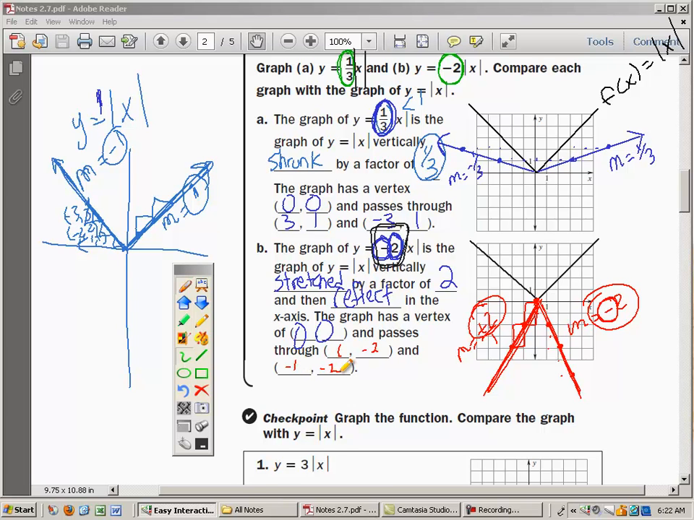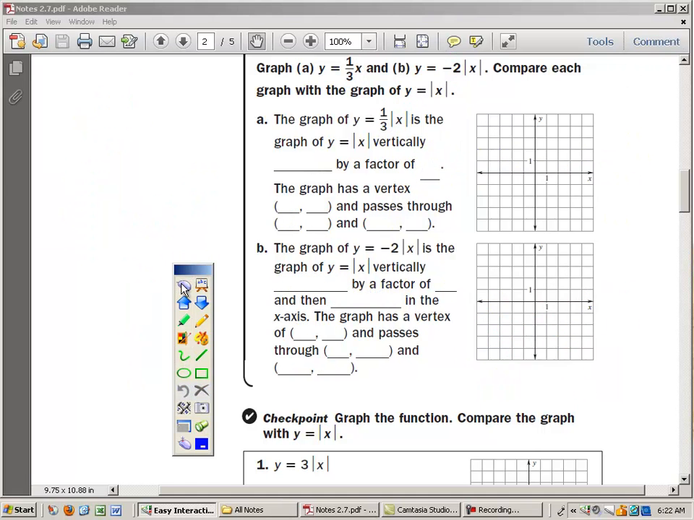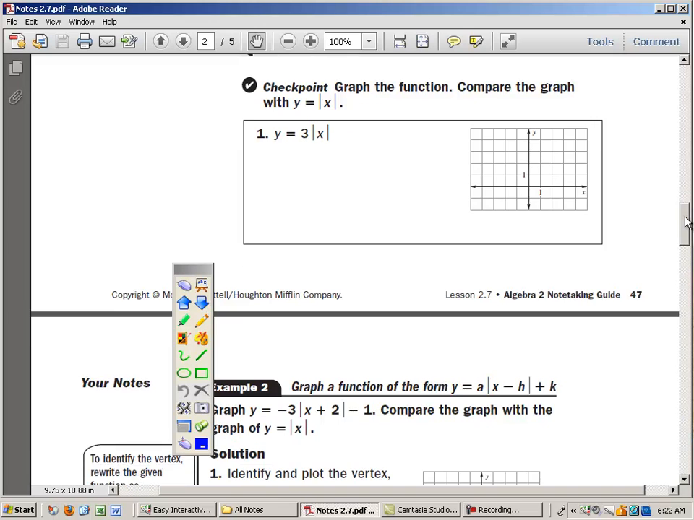Let's go ahead and graph our checkpoint problem here. I want you guys to try this one, see how it goes, and we'll come right back and start our video again.